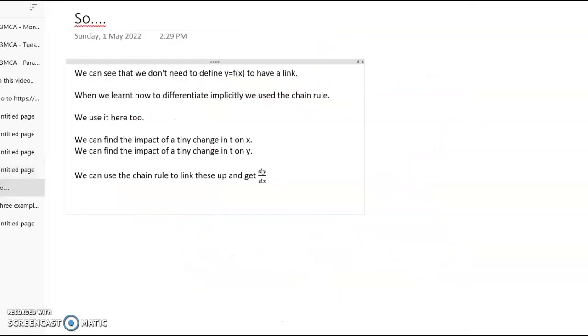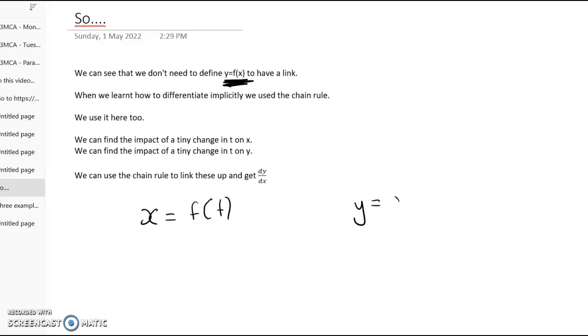And what I'm going to do now is go on and look at how we can use the chain rule to find the derivative dy by dx. Okay, so we don't need to have y equals blah, blah, blah to have a link between the two things. And when we learned implicit differentiation at the end of last term, we used the chain rule. And we're going to use it here as well. So we've got x is equal to some function of t. And we've got y is equal to some other function of t.